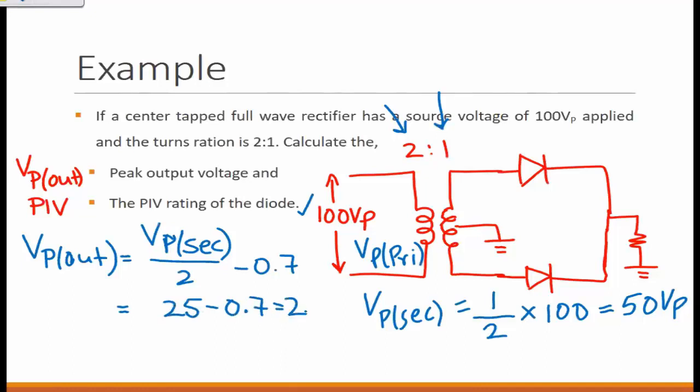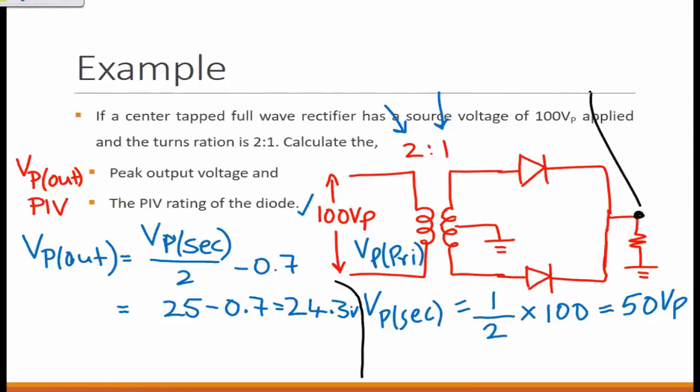So the result would be 24.3 volts. So that would be the peak output voltage. Again, that voltage will be available right here. That means if you actually connect an oscilloscope right there, that's the voltage you will be looking at, 24.3 volts.